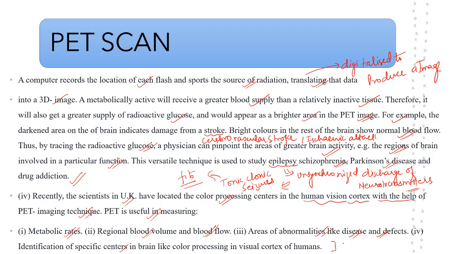So it is used to diagnose invasive diseases like cancers and different other syndromes, right?